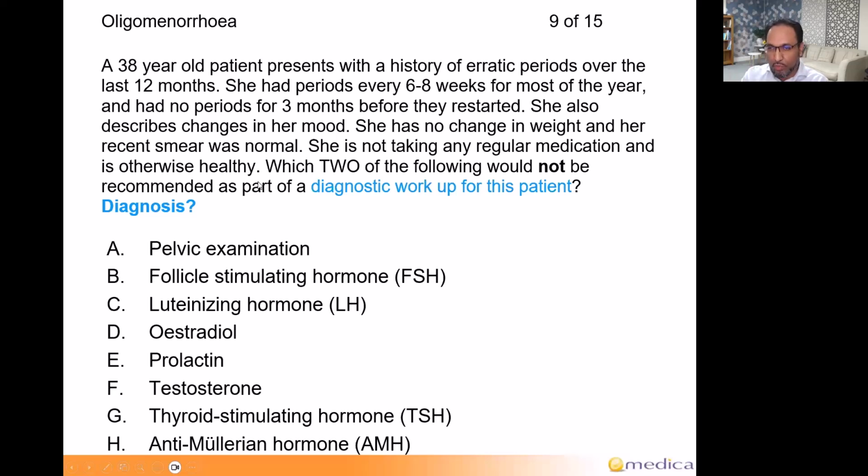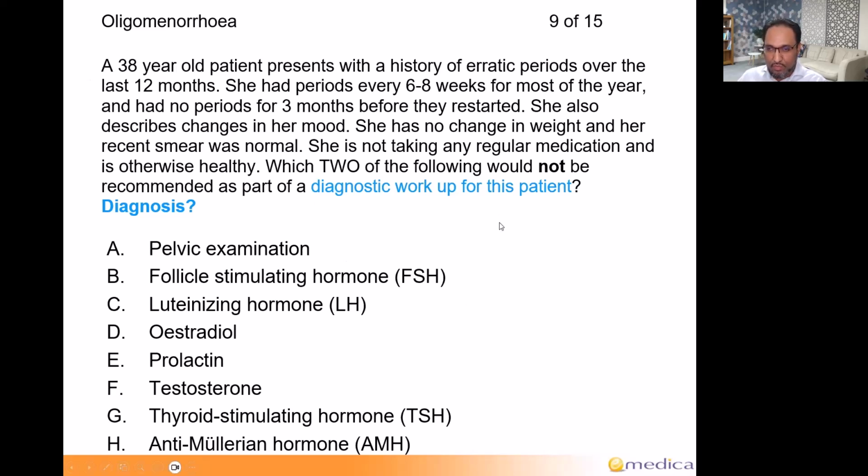Erratic periods, they stopped for a period, then they restarted again, also got some changes in her mood, and so on. What do you think the likely diagnosis is, or what is it that we might be doing a diagnostic workup for, given this history? Great. Premature ovarian failure, also known as premature ovarian insufficiency.